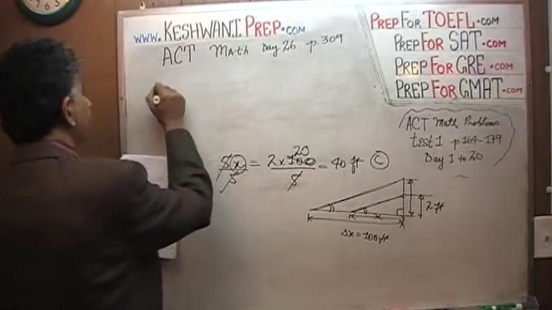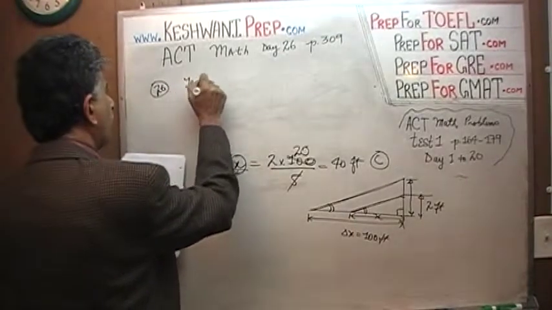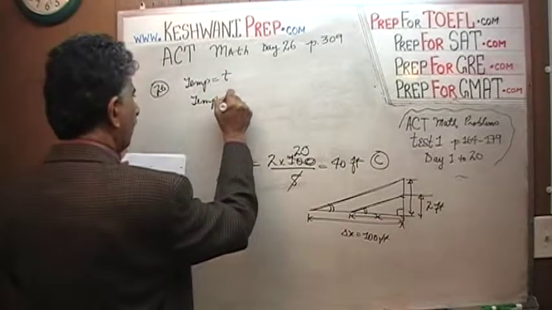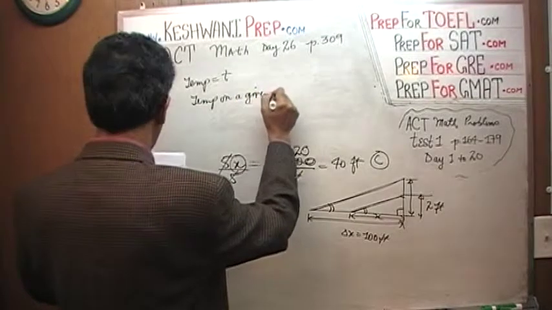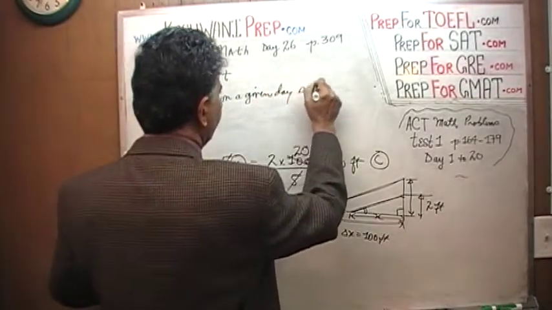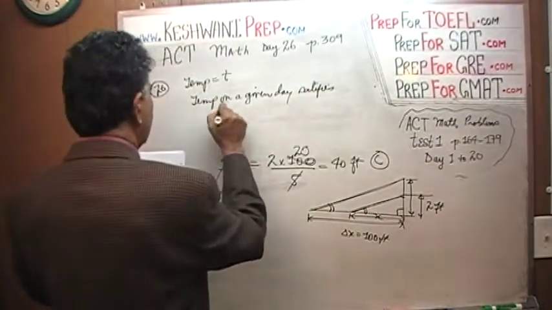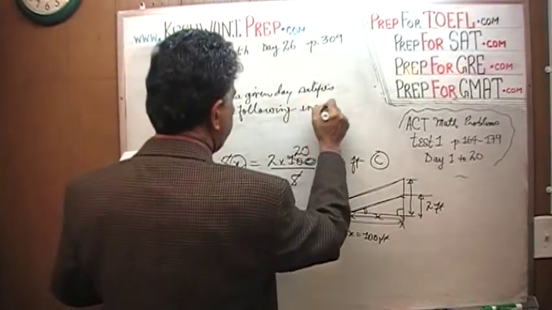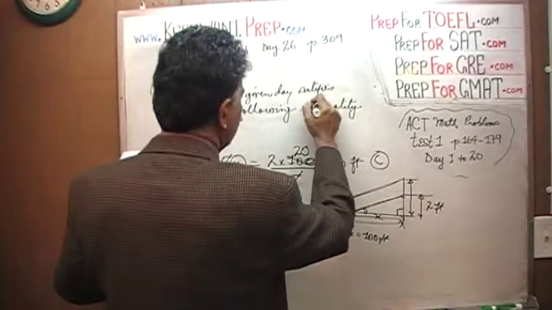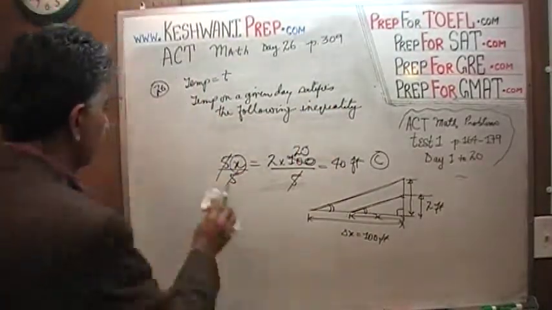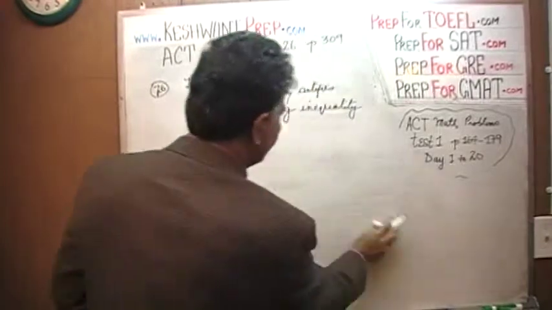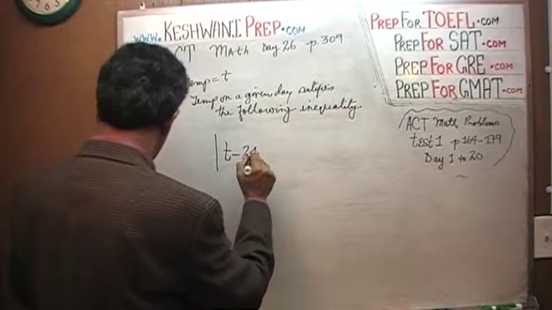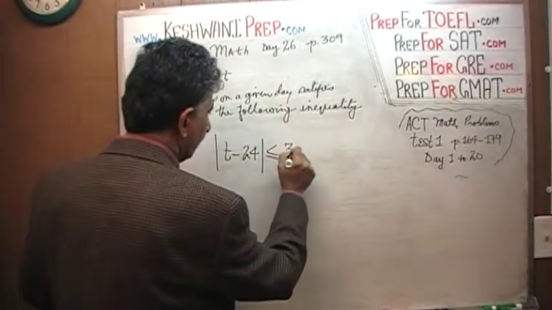The temperature is T degrees, and we are told that the temperature on a given day satisfies the following inequality. And the inequality that they give us is this. We are told that the absolute value of t minus 24 is less than or equal to 30.